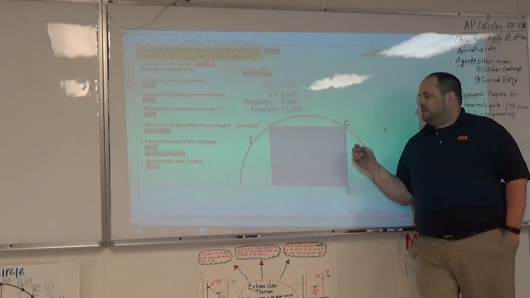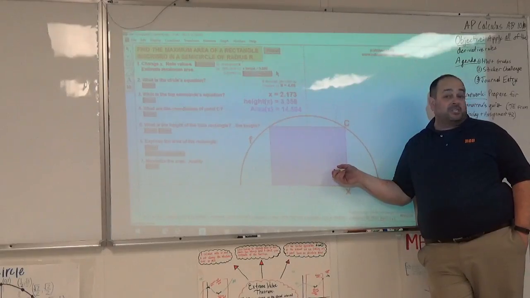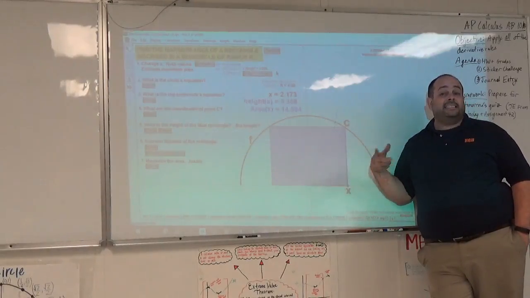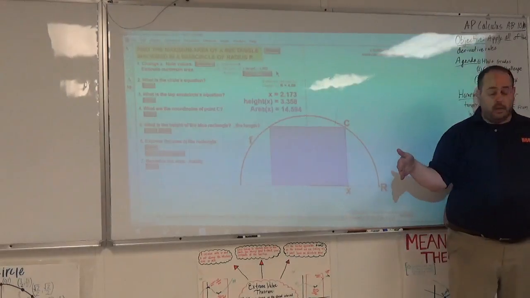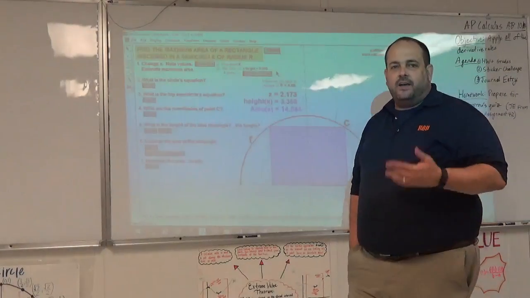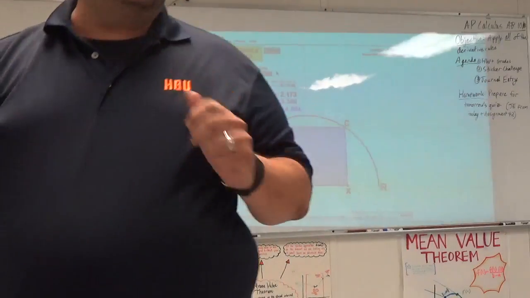Okay, so the situation is we've got a semicircle, we've got a rectangle inscribed. Inscribed just means inside and touching. The circle is like creating a boundary. My goal is to figure out what is the area. What's the rectangle that has the greatest area, right?